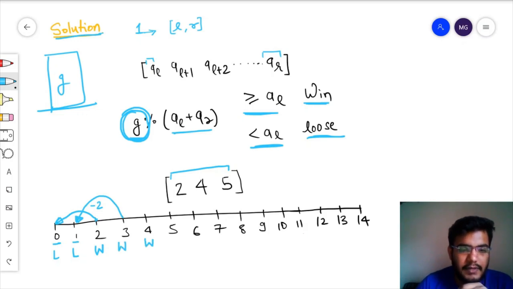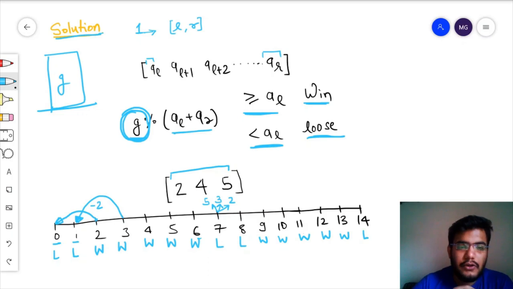Similarly, for 4 and 5, we can remove 4 and 5 objects respectively. For 6, again, we can remove 5 objects and reach 1, and as 1 is a losing state, 6 automatically becomes a winning state. And for 7, if we remove 2 objects, we reach state 5. If we remove 4 objects, we reach state 3. If we remove 5 objects, we reach state 2. Now as 2, 3 and 5 are all winning states, 7 comes out to be losing. Similarly, you can calculate for all the values.